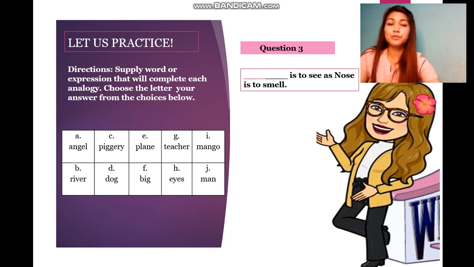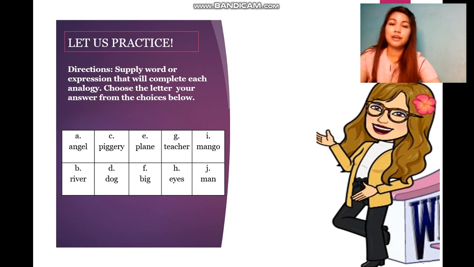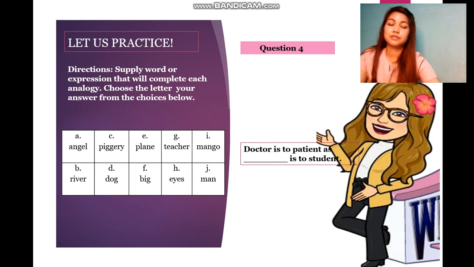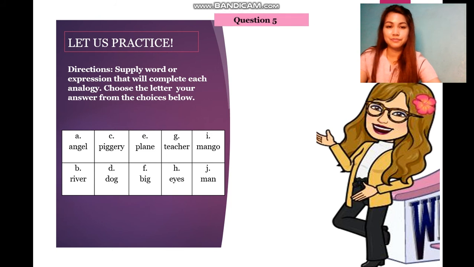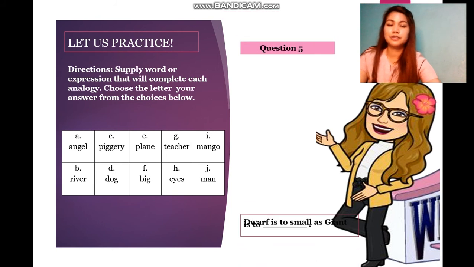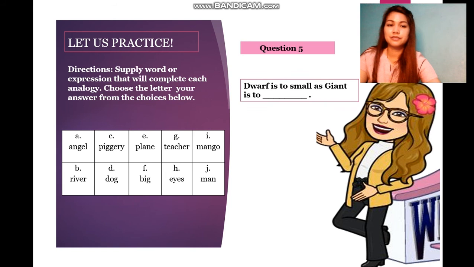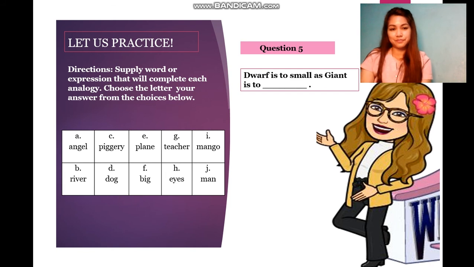I'm going to read it for you. Blank is to see, as nose is to smell. What might be the answer? Choose the letter from the choices below. Another, number 4. And then you have number 5. Dwarf is to small, as giant is to blank. Choose your answer.